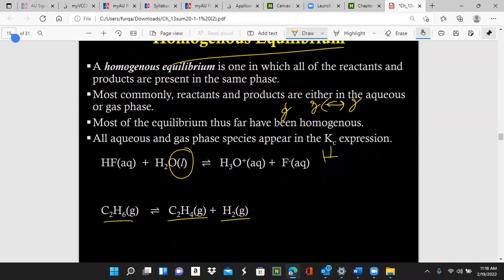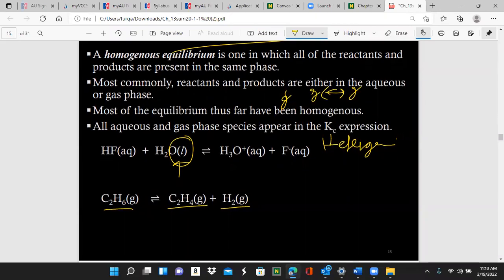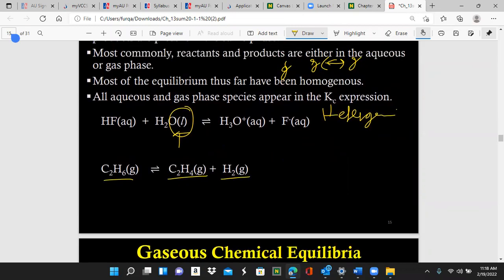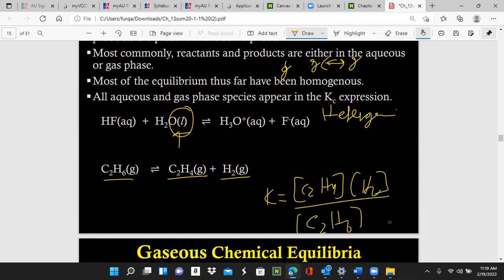Okay, so when it comes to heterogeneous equilibrium, we have to omit the liquids and solids because they have nothing to do. There's no concentration change for the pure water and the pure solids. So if I write down the K expression for this one, K is equal to the products. I have two products here, so C2H4 and H2 over C2H6. I'm going to include everything.